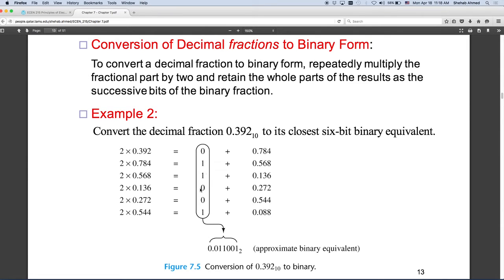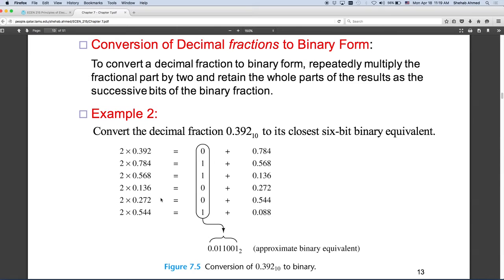Yeah, it depends on how many digits you have to represent your bits. So for example, I was told I have 1, 2, 3, 4, 5, 6 digits to represent my decimal. Then I will do this 6 times. 1, 2, 3, 4, 5, 6 times. Right? So you do it as many times as your number of bits that you have to represent your number.